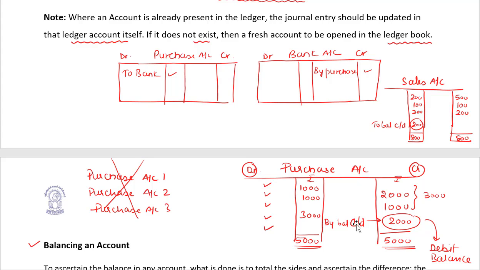To balance carried down. So students, you had seen in purchase account, we got the balancing figure on the credit side. That denotes debit balance. Why? Because the debit side total is more. In sales account, the balancing figure is on debit side. That denotes credit balance. Credit balance because the credit side's total is more. That is 800. I feel I'm making sense to all of you. You are understanding it well.